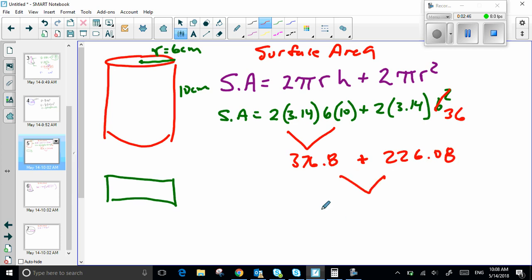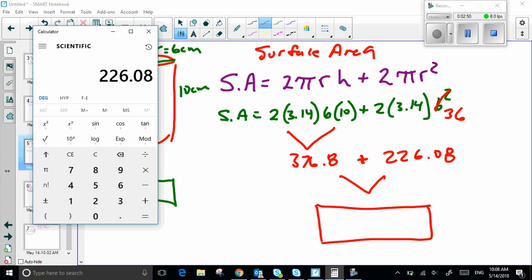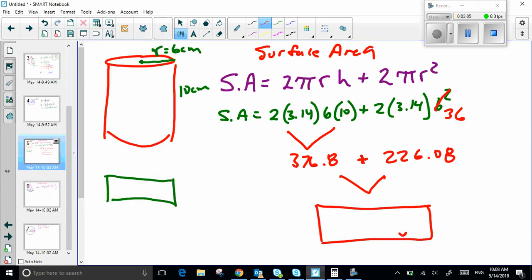And I'll put those together and I'll make my answer right here. And so I'm just going to add to that my 376.8. What do we get? 602.88. Now remember, this is a surface area, square area. So we're going to make this centimeters squared. All right. Now, moving on to the next one.